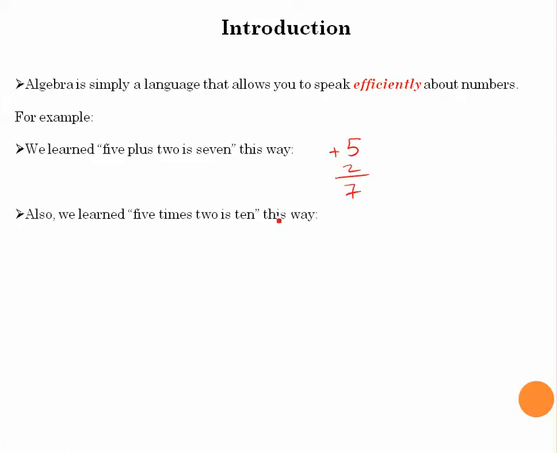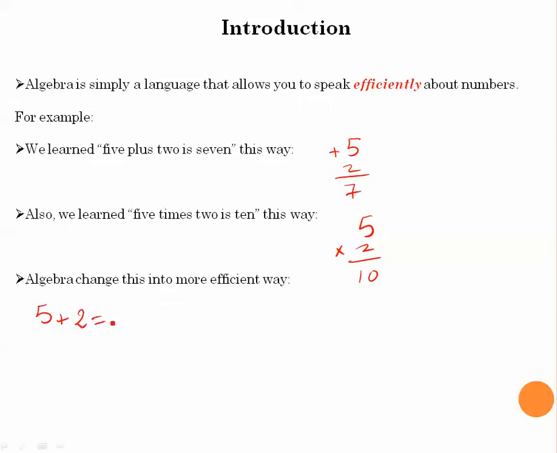Also, we have learned 5 times 2 is 10 this way. Algebra changes this into a more efficient way, which is 5 plus 2 equals 7 and 5 times 2 is equal to 10. So you can see the times sign, the x, has been changed into a small point or dot.